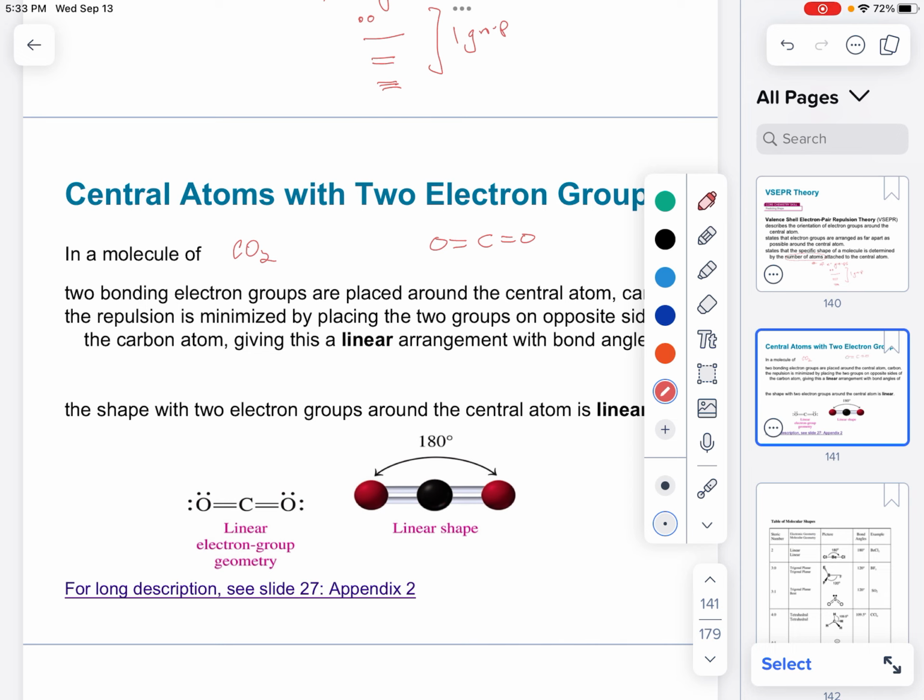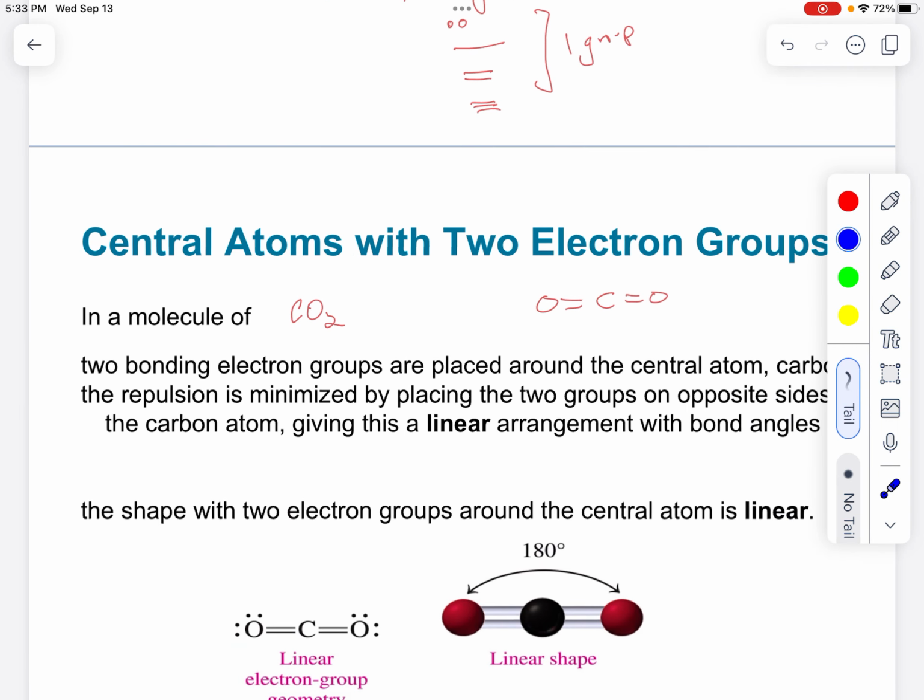Our central atom is the carbon. Only central atoms have geometry that we're going to determine. And there are 2 double bonds coming off of that central atom. Each of those double bonds counts as one electron group. So CO2 has 2 electron groups.